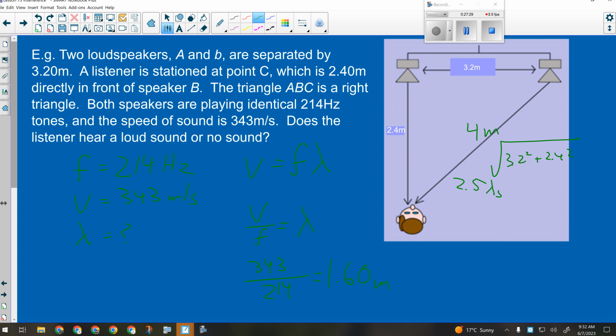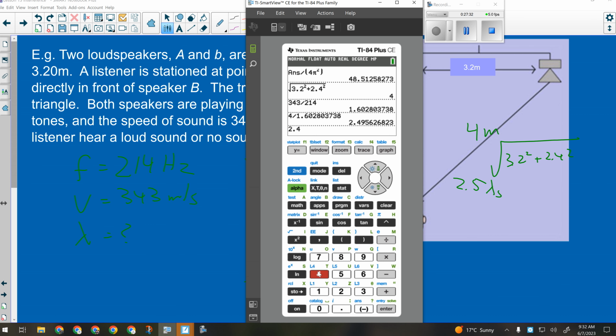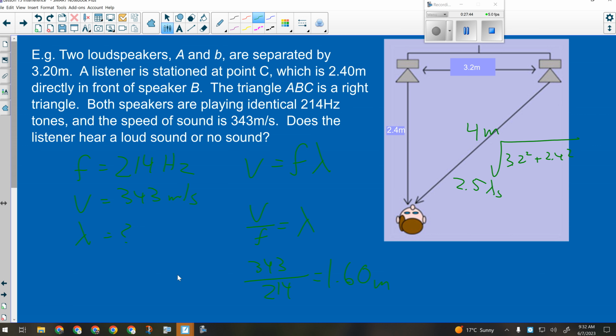All right, got to do the same thing on the other side. 2.4 divided by the wavelength. Okay, 1.497, close enough to 1.5? Okay, does this person hear a loud sound or a quiet sound? 2.5 wavelengths from one, 1.5 wavelengths from the other. What's the difference in the two? What's 2.5 minus 1.5? 1. Loud or quiet? Loud. It's a full wavelength difference. It's the difference that determines whether they hear loud or quiet, and the difference is a full wavelength.